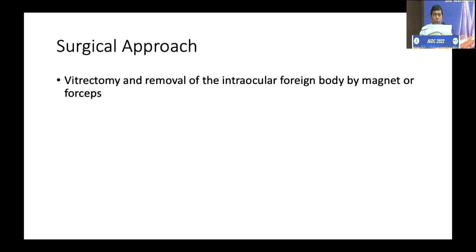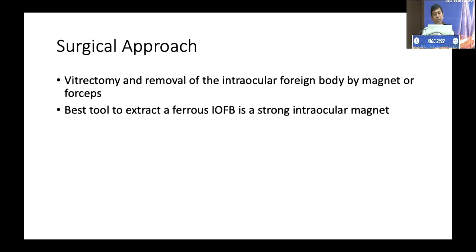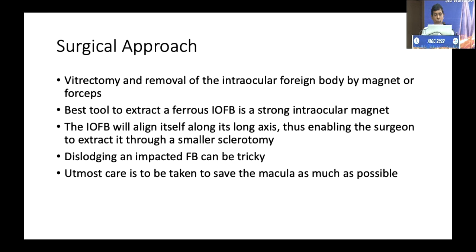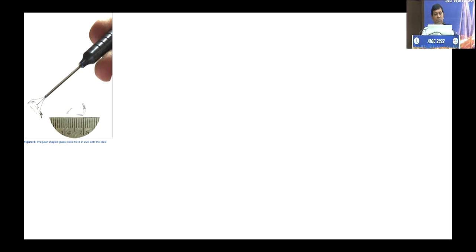So let's go to the surgical approach in detail. Vitrectomy and removal of the intraocular foreign body by magnet or forceps. The best tool to extract an iron foreign body would be a strong intraocular magnet, and we would try to align it with the longitudinal axis of the foreign body. Dislodging an impacted foreign body can be tricky, as I would show in my case three, and utmost care has to be taken to save the macula as much as possible.